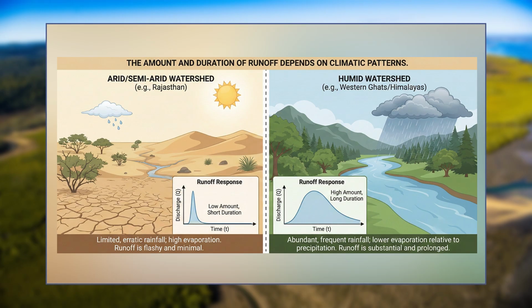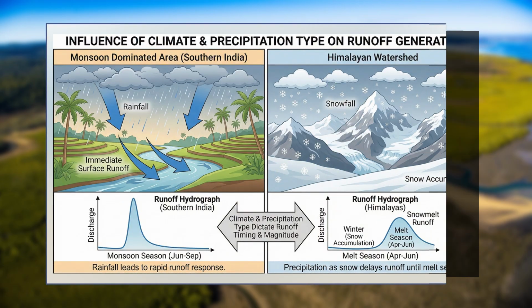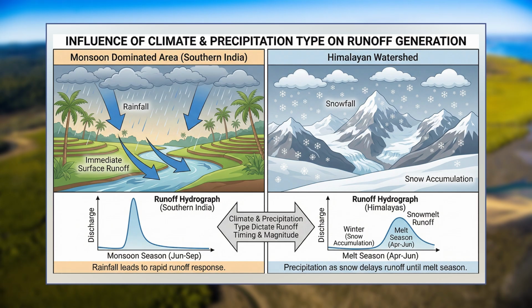The amount and duration of runoff depends on climate and its pattern. In arid and semi-arid watersheds like Rajasthan, the runoff will be less compared to the humid watersheds of Himalayas. The runoff in monsoon-dominated areas of southern India will be different than the Himalayan climates. Furthermore, the type of precipitation also affects runoff generation. In the Himalayan watersheds, snowfall delays runoff until the melt season.